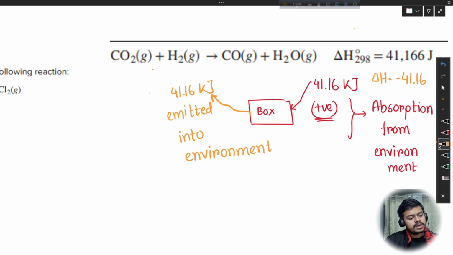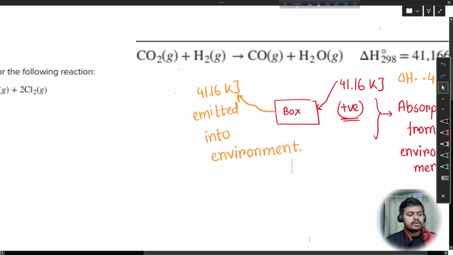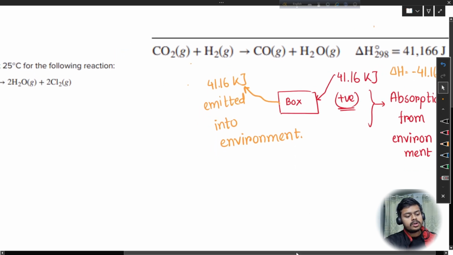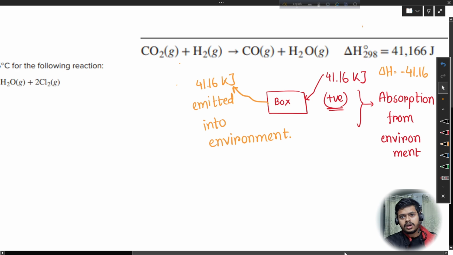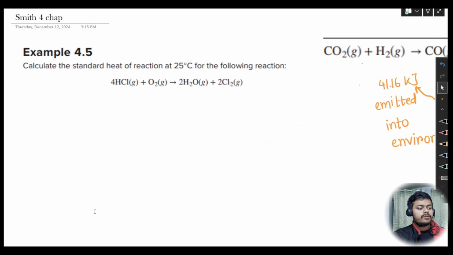After the completion of a chemical reaction, there is going to be some amount of heat that has been absorbed from the environment or some amount of heat that has been emitted into the environment. We're going to calculate how much heat is absorbed from the environment or emitted into the environment. So how are we going to do it? In order to calculate the heat of reaction, we need to familiarize ourselves with another term, the heat of formation.